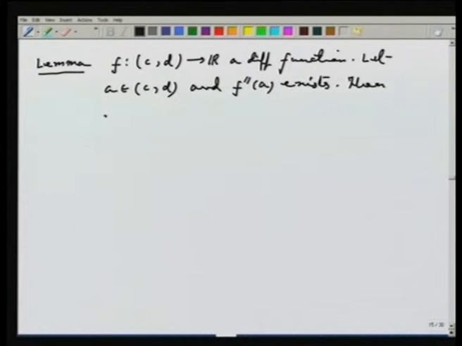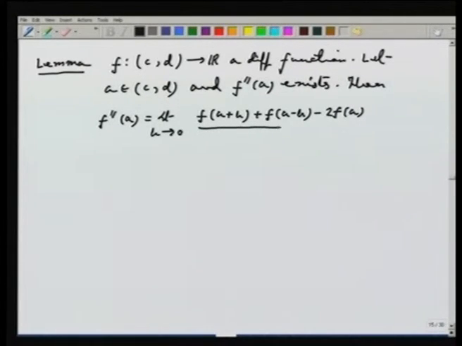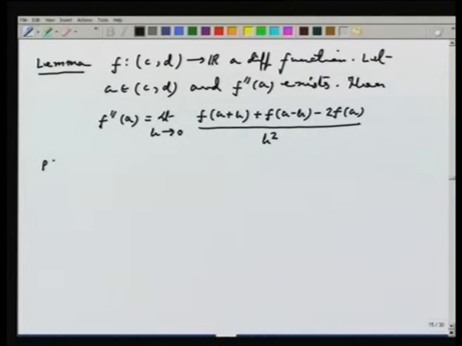Then f double prime a is equal to limit h going to 0, f of a plus h plus f of a minus h minus twice f a, divided by h square. Now, this is a lemma which we are going to use in our device of convexity of a function using derivatives. So, the proof goes as follows.